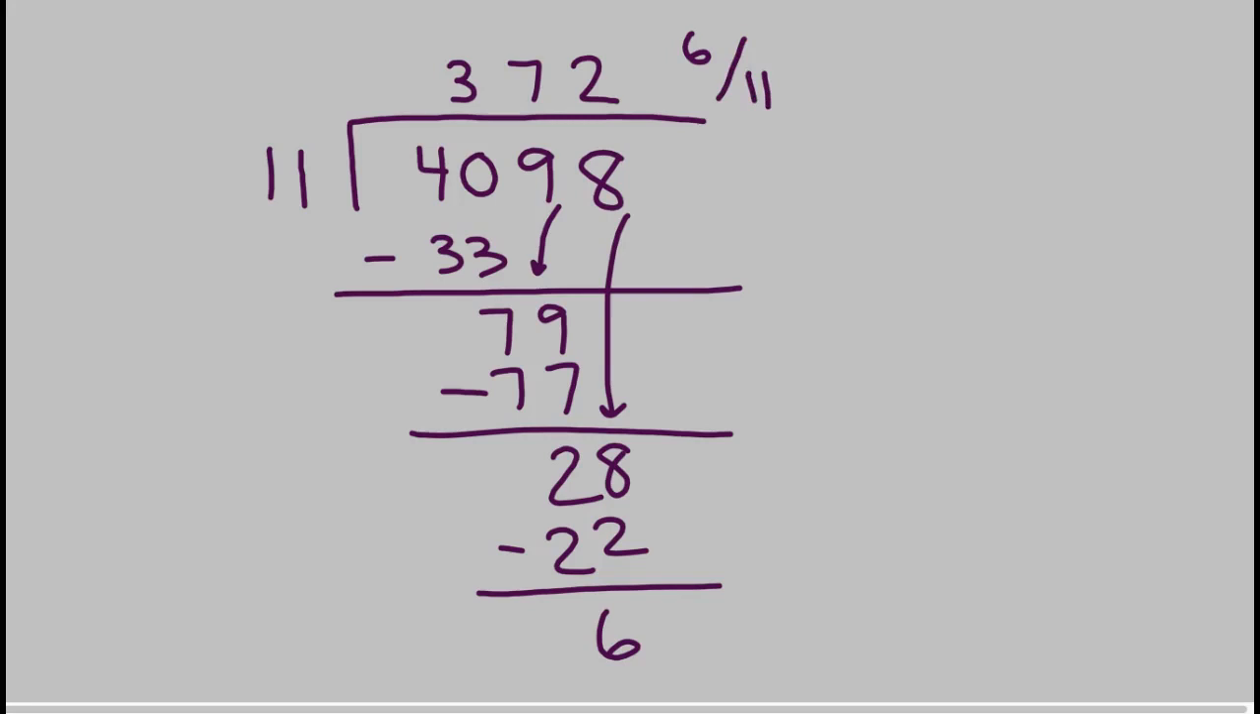So if you divide 4,098 by 11, you get 372 and 6/11. That's what the remainder is. I don't know, when I was little, it was just R6. But it's actually a part of the fraction that you're dividing. Yep, good job. So we are going to do that now with polynomials. Okay? So here we go.